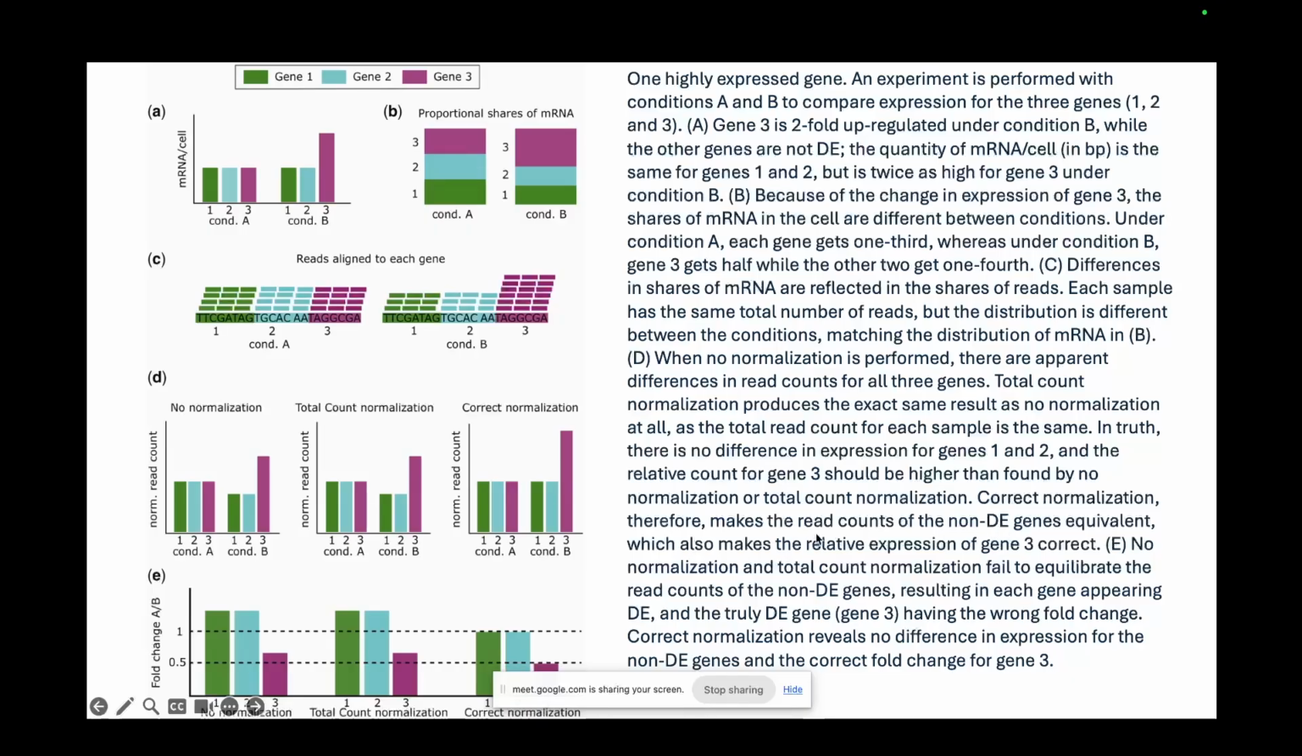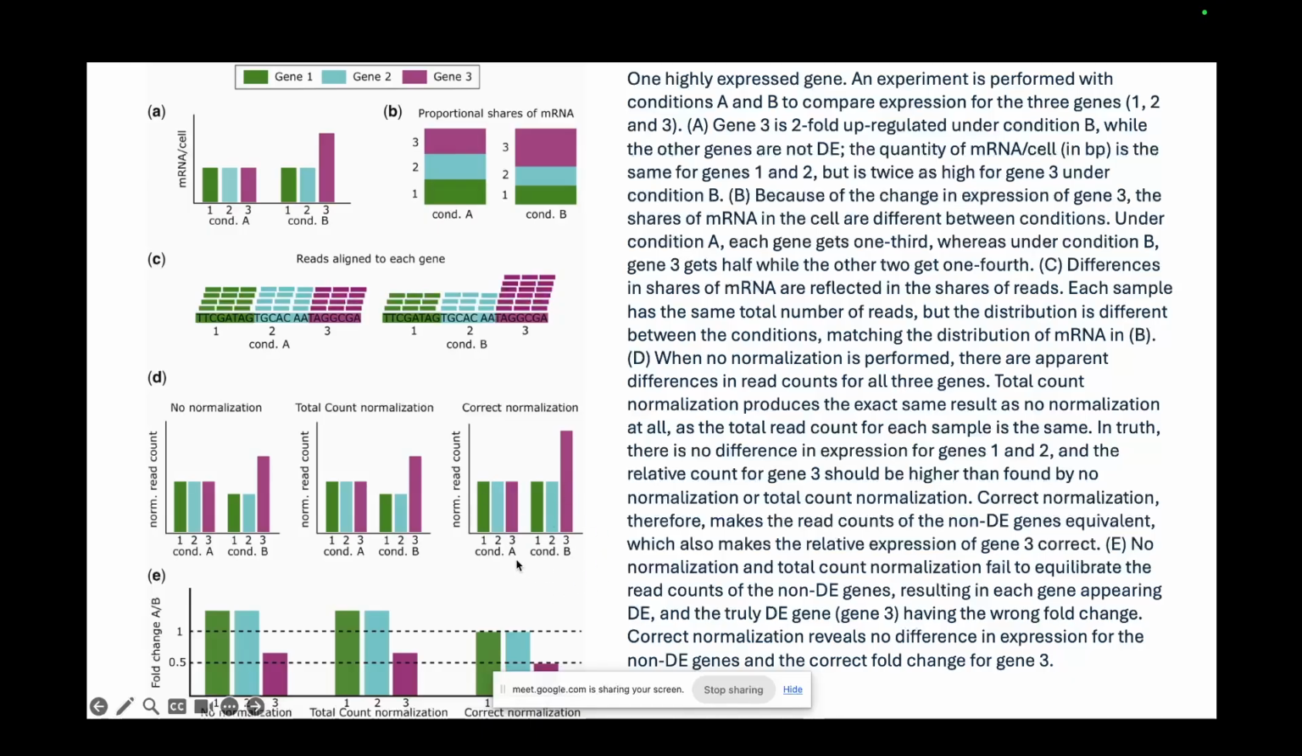Correct normalization therefore makes the read counts of the non-differentially expressed genes equivalent, which also makes the relative expression of gene 3 correct. So no normalization and total count normalization will fail to equilibrate the read counts of the non-differentially expressed genes, resulting in each gene appearing differentially expressed, while the truly differentially expressed gene in condition B is gene 3. If you don't do normalization, you'll see something like this, right? The gene expression levels of these two have come down, but the gene expression level of gene 3 has gone up. But in the real case, if you do the correct normalization, this is what it turns out.